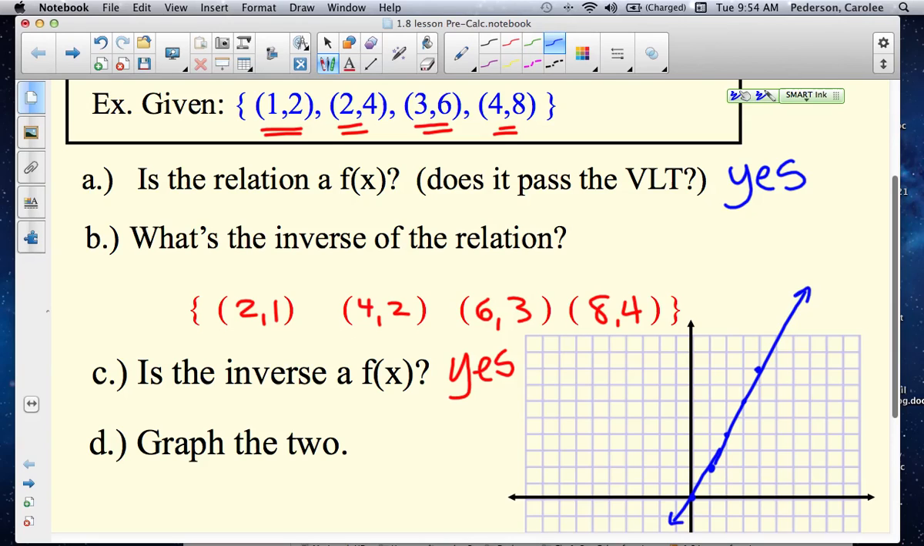All right. Let's graph the red one. It's the inverse. Over 2, up 1. Over 4, up 2. Over 6, up 3. Over 8, up 4. What is this making? A line again.